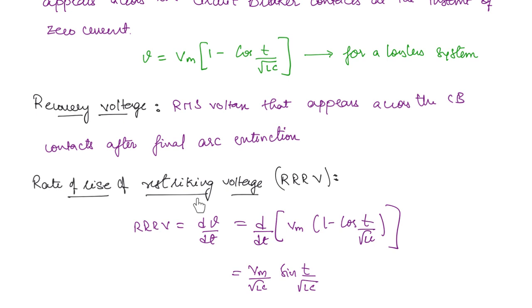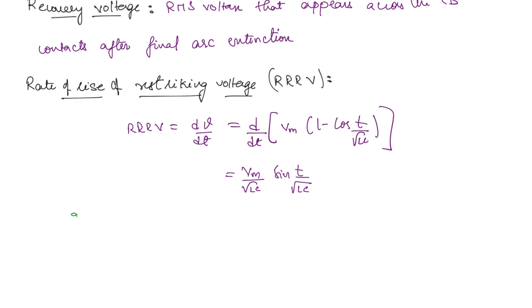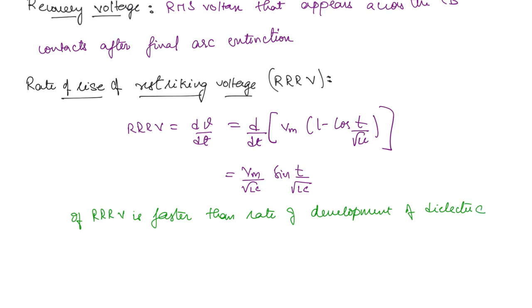This parameter will decide whether the arc can be extinguished or it will be sustaining. Sustaining means maintaining, right? So the rate of rise of restriking voltage should be slower than the rate of the development of dielectric between the contacts. So you can write that point here. If RRRV is faster than the rate of development of dielectric between the contacts, then the arc will sustain.